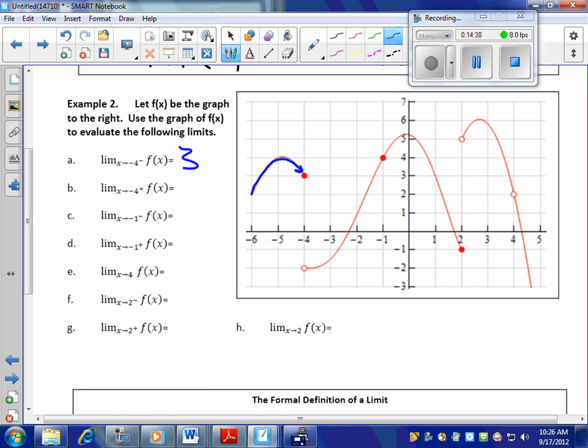Let's approach negative 4 from the positive. If I approach it from the positive, then I'm coming from the right. So I'm going to approach negative 4. What's the output approaching? Negative 2.